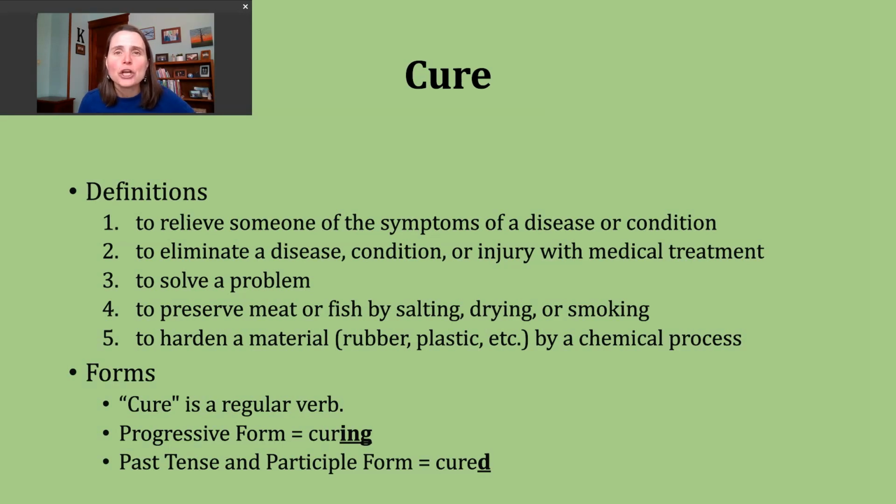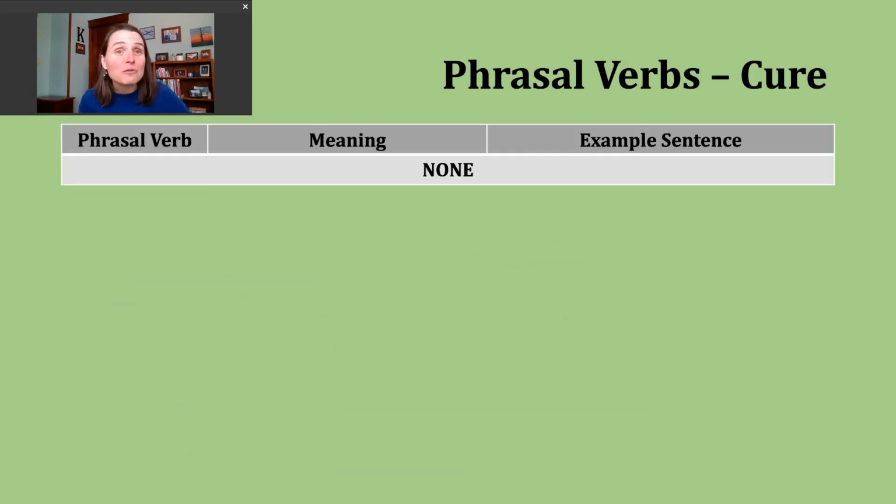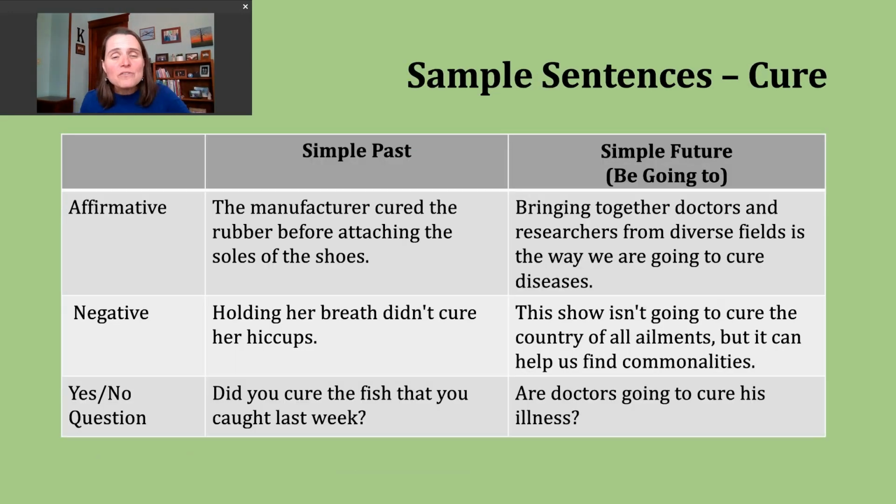Now our base verb, cure, ends with an R sound. R sounds are voiced. This means our ED ending is going to just make a D sound. I'm not going to add an extra syllable when I say it. So it should sound like this. Cured. Okay. Now, we don't have any phrasal verbs that we need to study or practice today, so we can move on and talk a little bit about our verb of the day in a couple different verb tenses.